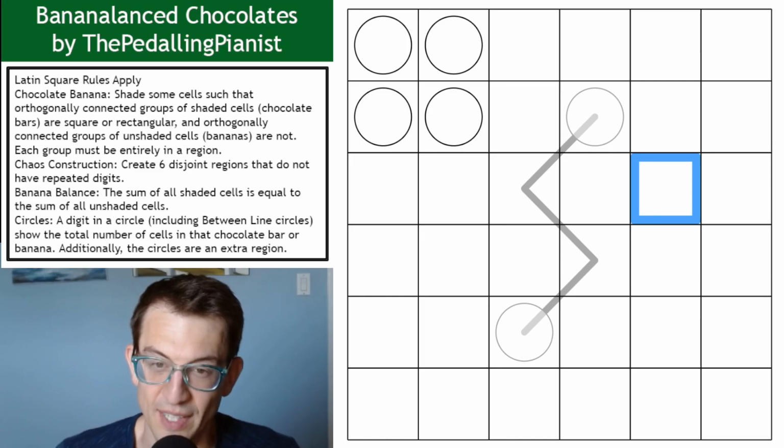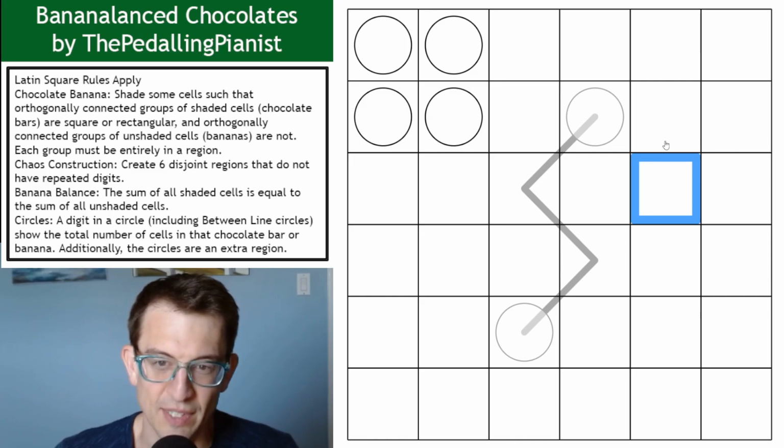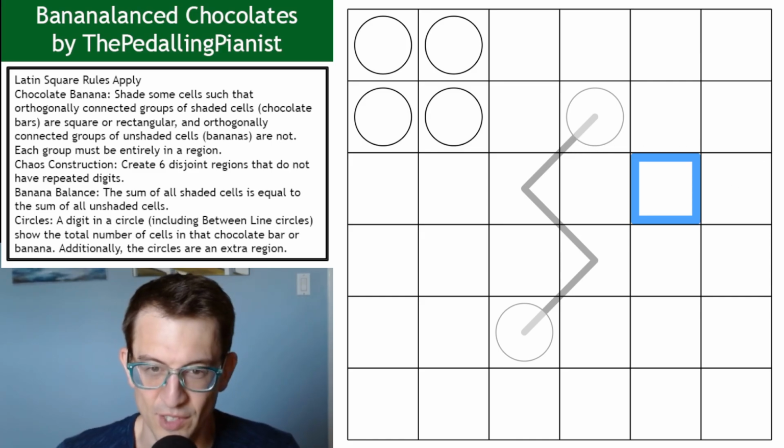Banana balance. The sum of all shaded cells, so that's the chocolate cells, is equal to the sum of all unshaded cells. That's the banana cells. Okay, so it's not that the number of cells is the same, it's that the sum of them is the same. Okay, I'll try to remember that. When I read through rules, I try to think, well, what's the rule I'm going to forget? And I think that's the one.